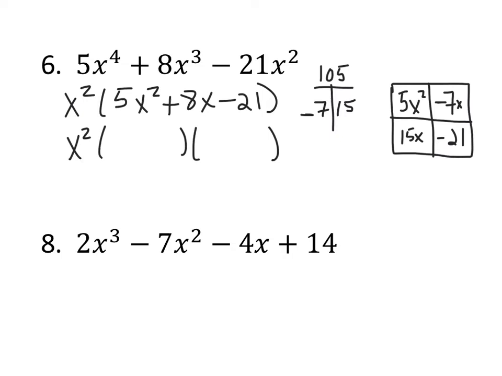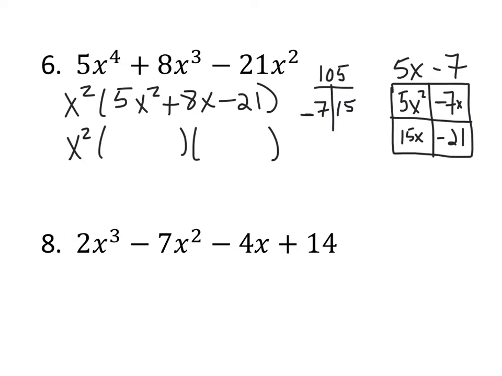Now I'm going to factor out what all of these boxes have in common, and I'm going to start with this column right here. This column has a 5 that I could factor out, and an x. So I'm going to factor out the 5x. And then this column right here has a 7 I can factor out, and a negative. So I'm going to factor out the negative 7.